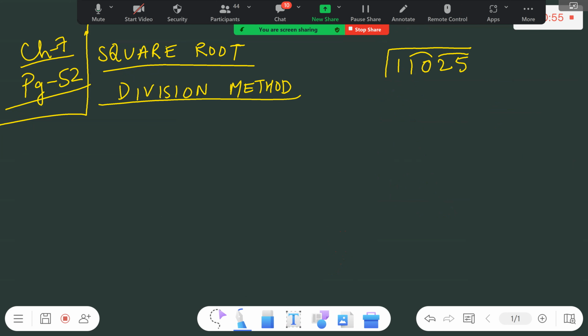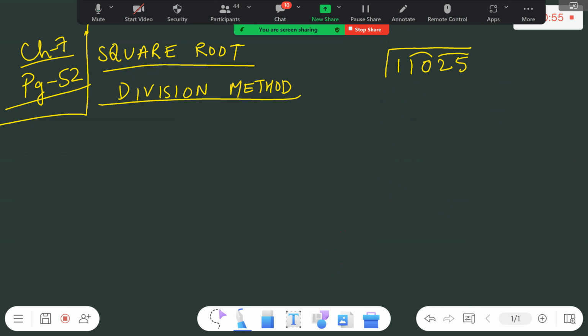201 into 1 is 201. Still very low. 202 into 2 will become 404. Still very low. Finally, you see that 205 into 5 will become 1025. Normal division, you check it like this. So we finally check 205 into 5 is equal to 1025, and that number is 5, like we normally do in division.